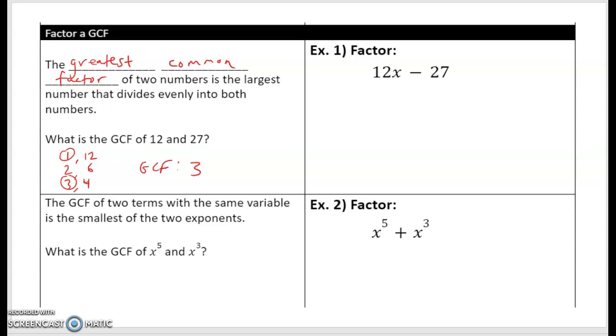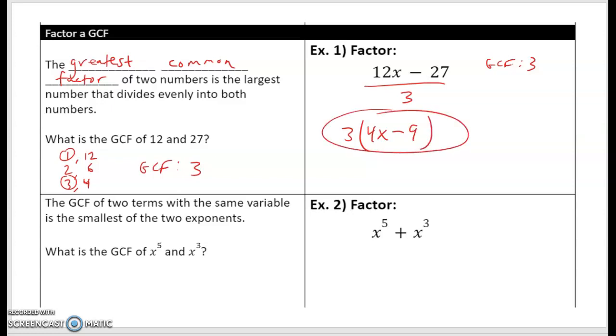So how does that play into factoring? Well, here's the problem. 12x minus 27, so the GCF is 3. Divide it out, write it out front, divide, you get 4x, 12x divided by 3, minus 9. That is our final answer. Do not distribute it back out, you'll get the original problem. We are factoring, not distributing. We're doing the opposite of distribution.